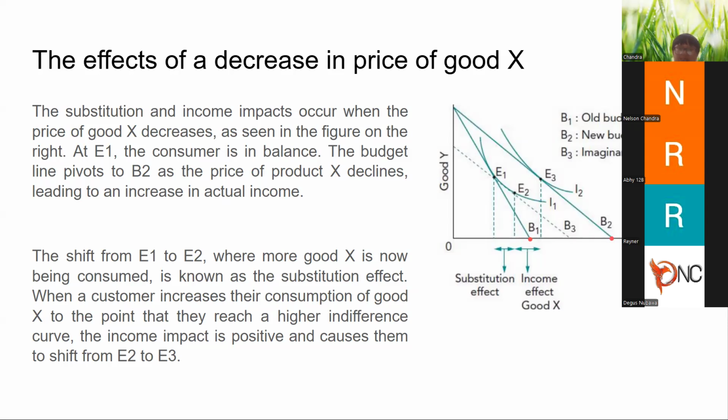The reason is that because good X is cheaper, people will substitute their consumption from good Y to good X because X is cheaper. It is normal. Normal always happens that way. So in this case, you can see that the substitution effect, as I mentioned, is always the movement along the same indifference curve. So from E1 to E2.